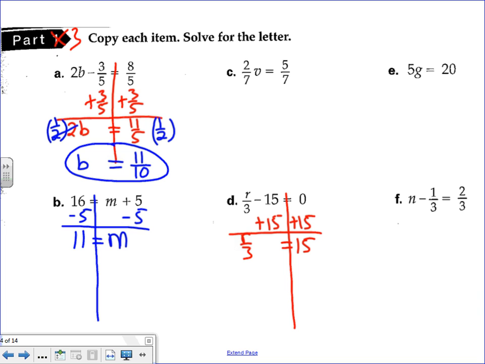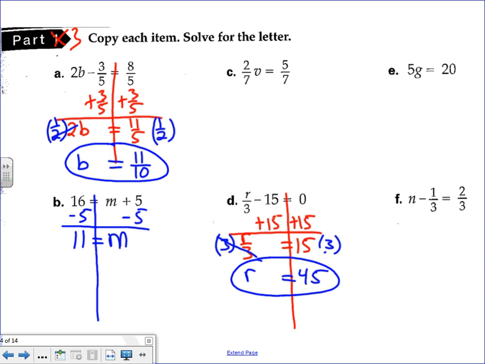Now that 3 is like, hey, I want to be over there with the 15. I'm just a number. Now, r over 3 is just like 1 over 3 times r. The reciprocal of 1 over 3 is 3 over 1, which is just 3. So we have to multiply both sides by 3. On the left side, the 3's cancel. We're left with r. And on the right side, 15 times 3 is 45. So we end up with r equals 45.